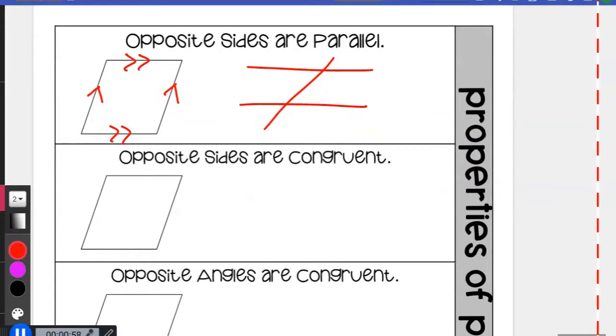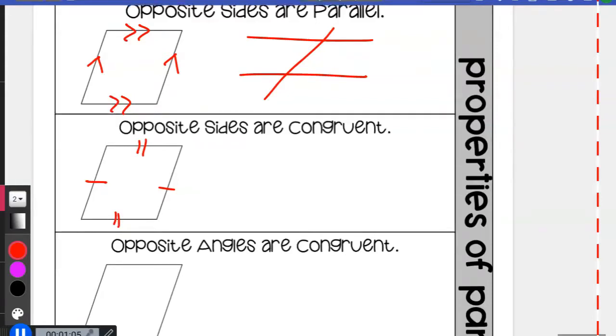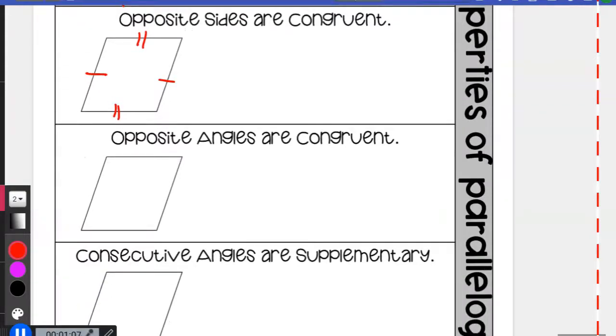Okay, we've got opposite sides congruent, so we can mark those. The top and the bottom are congruent, and the left and the right are congruent. Opposite angles are going to be congruent. We can mark those. Now, not all 4 angles are going to be congruent, but you're going to have 2 pairs of congruent.